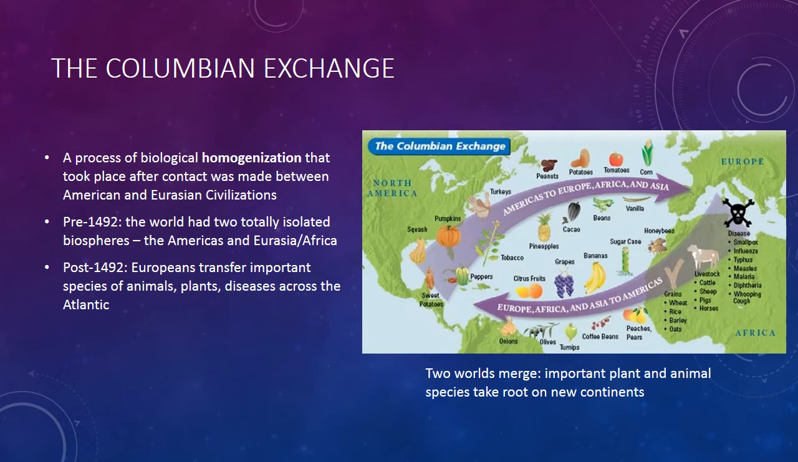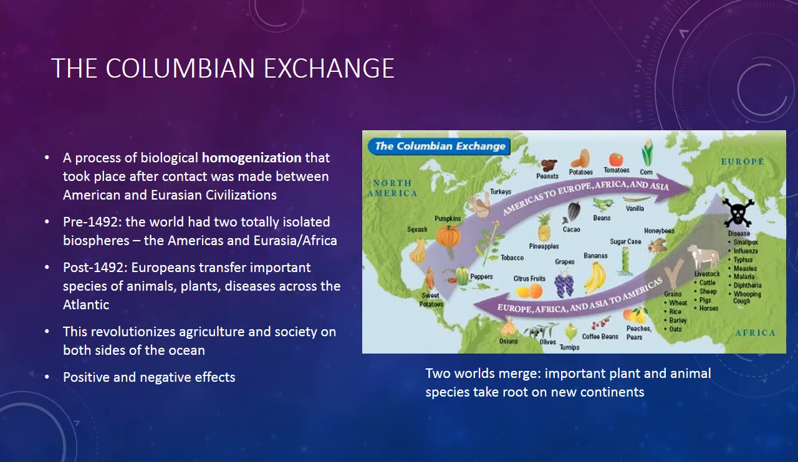And so there's a mixing here where the most important species on each side are taken over and take root on the other continent. And this has the effect of revolutionizing agriculture and society on both sides of the Atlantic. It also has positive and negative effects, which we're going to talk about in a second.